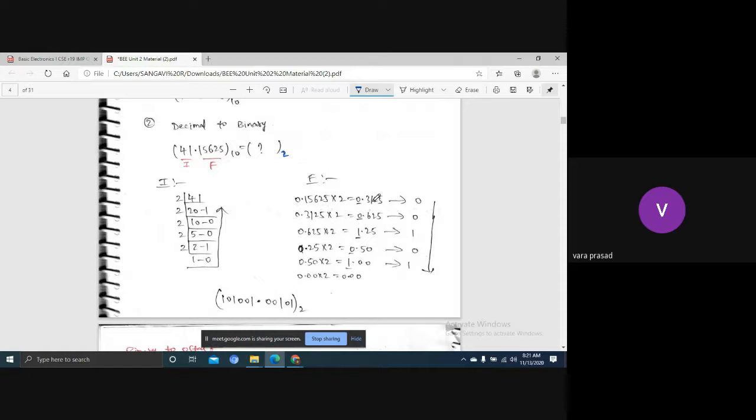0.15625 into 2 is equal to 0.3125. That 0 will come. This 0 you can select here and note down this one only. 0.3125 into 2 is 0.625, and take 0 here. Then 0.625 into 2 is 1.25. Listen carefully, 1.25. This 1 you can write it here. Then you should not write 1.25, you have to write 0.25. 0.25 into 2 is 0.50. I will repeat: 1.25 will be there, 1 you can collect, here you write 0.25, into 2, 0.50. This 0 you have to collect here, and 0.50 into 2 is 1.00.